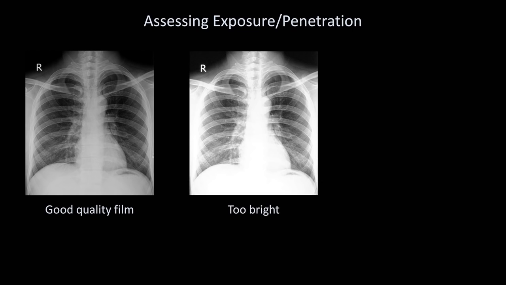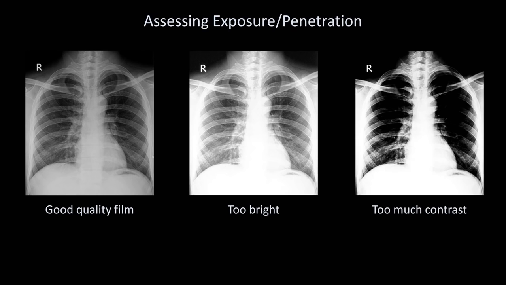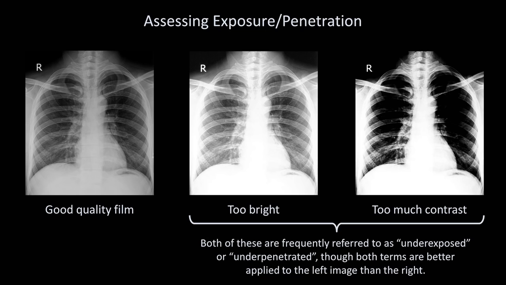Here is the same patient in which the film is too bright. And finally, in this case, the overall brightness is technically normal, but the film has too much contrast, so the heart looks too bright and the lungs look too dark. The imperfections in the middle and right films are frequently referred to as underexposed or underpenetrated, though both terms are better applied to the left image than the right. For digitally processed images, excessive brightness can occasionally be corrected when viewing the image, but improvements with contrast problems are usually very limited since critical detail was not captured at the time of image acquisition.